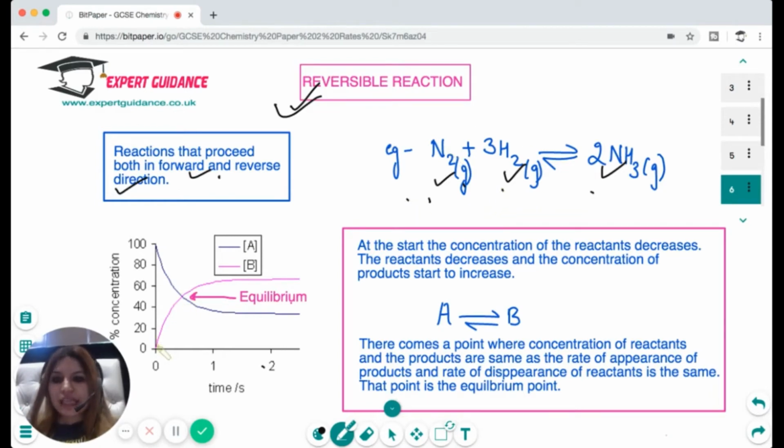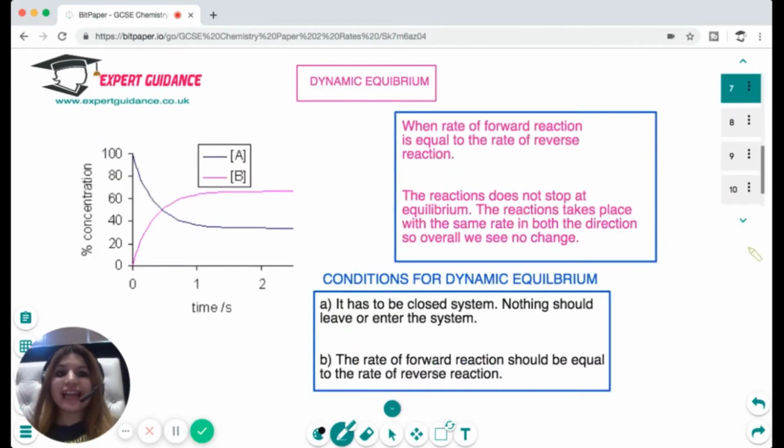You can see at the start, the reactant's concentration decreases and the product concentration increases. As the reactant is decreasing with time, the product is increasing with time. Now, at this point, can you see the concentration of both the reactants and the product is same? Why? Because at this point, the rate of appearance of product and the rate of disappearance of reactants is the same, and this is known as equilibrium. Now remember, do not write same in equilibrium. Equilibrium has a proper definition, and you need to write exactly like this. Equilibrium is when the rate of forward reaction is equal to the rate of reverse reaction.